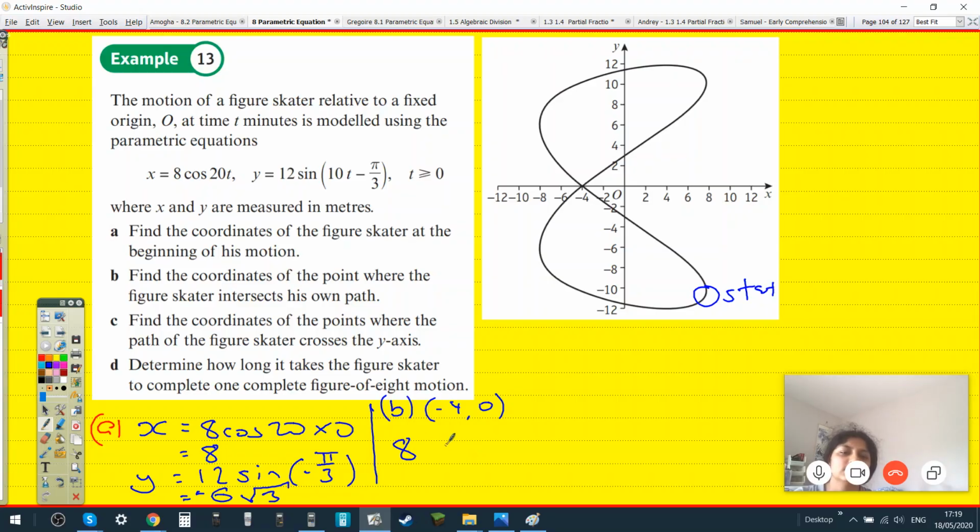So 8 cos 20, t would have to be equal to 8 cos 20 some other t. Like, I don't know, s or something. That's not going to work. Maybe it will. Wouldn't you just get t is equal to s? Yeah, you'd get t is equal to s.